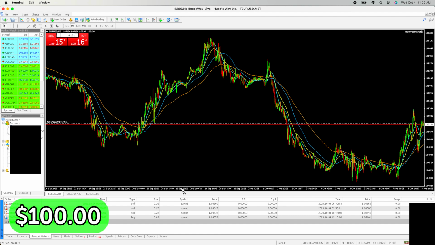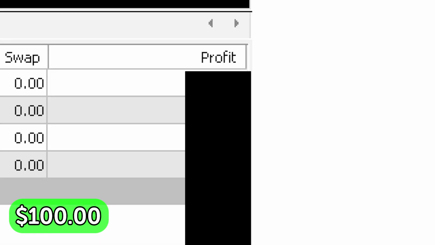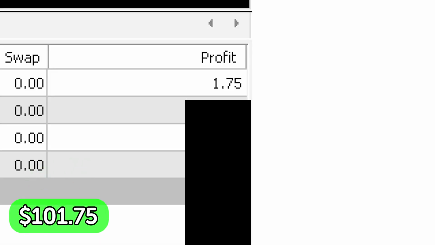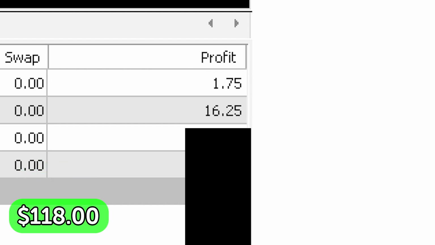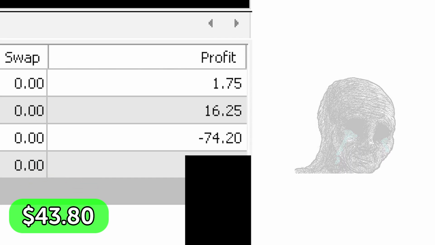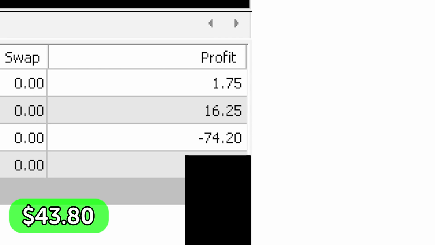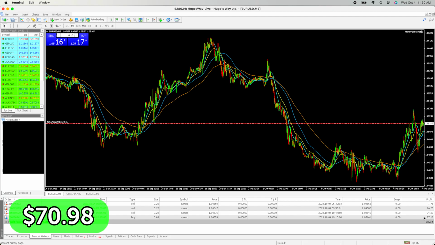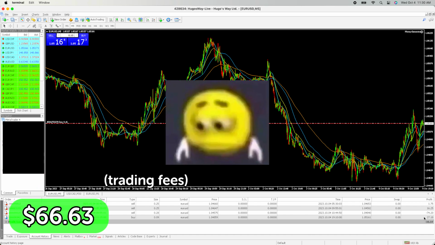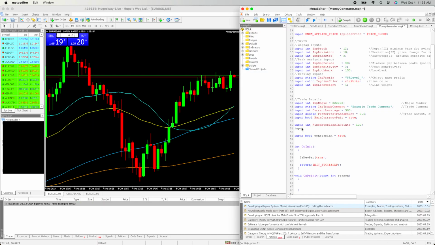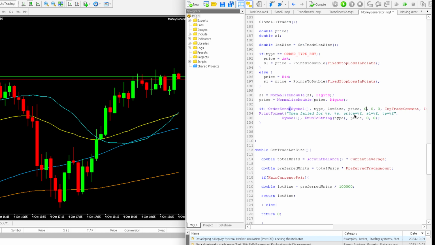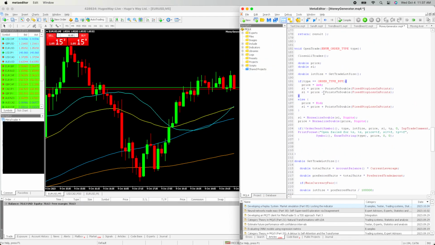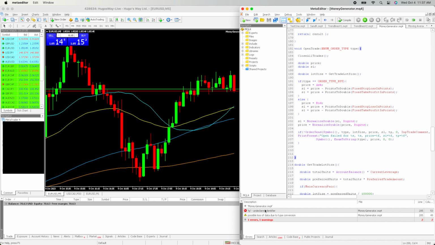Okay, so a lot happened since I went to bed. Turns out the trade from last night ended up only profiting $1.75. Then another trade right after profited $16.25, which is good. Then somehow the trade right after lost $74.20. Then right after that, a trade profited $27.18. Holy shit. That makes the current balance $66.63. Not good. The reason I lost so much on that one trade is because there was actually a bug that was preventing the stop loss from being set at all. I'm going to go ahead and fix that and start the bot again.